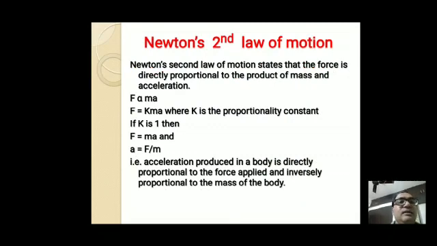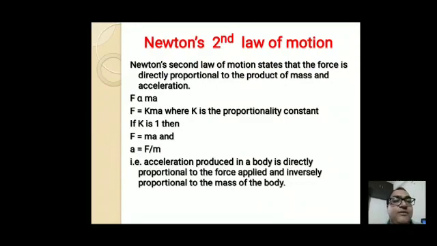It is also defined this way: Newton's second law of motion states that the force is directly proportional to the product of mass and acceleration. This is the mathematical formula of Newton's second law of motion, written as F is directly proportional to ma. If we remove the proportional symbol, we can keep here one constant K, so F is equal to K ma, where K is the proportionality constant. If we keep K equal to 1, then F is equal to ma.